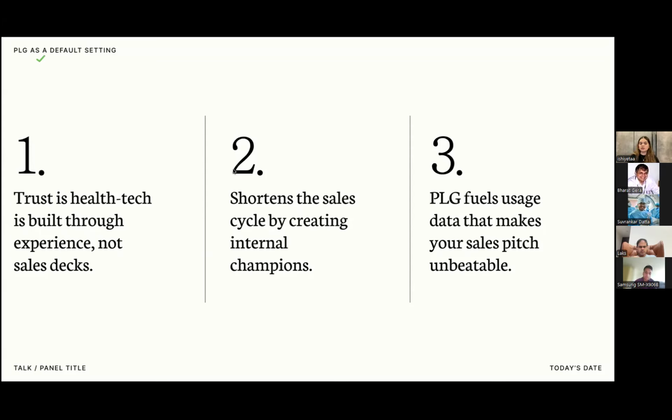Firstly, we've observed that trust in health tech is built through experiences and not sales decks. People really trust products when they feel confident to use them by themselves. Secondly, it shortens the sales cycle by creating internal champions. If a person in an organization who falls under your TG stumbles upon your product and really likes what they see, they will internally sell it anyway without you being there.